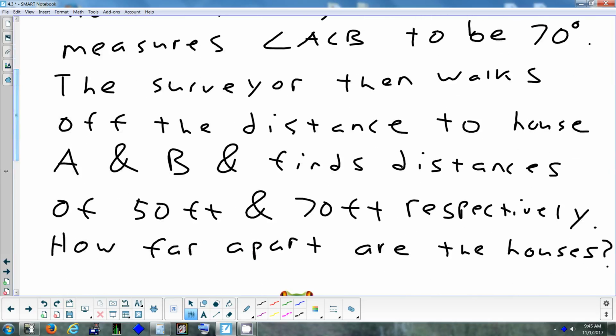And even though there's a canyon or a river or something in the middle, the surveyor can measure the distance to one of the points and can measure the distance to the other point. Just can't measure between them for some reason. Okay. And the distance from where the surveyor is standing to point A is 50 feet, and the distance to point B is 70 feet. So we want to find out how far apart the houses are.